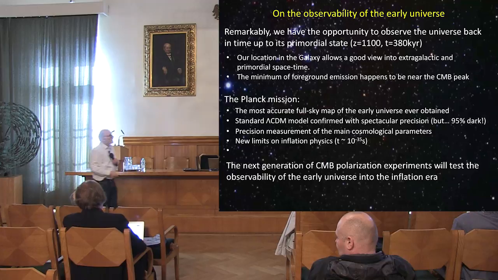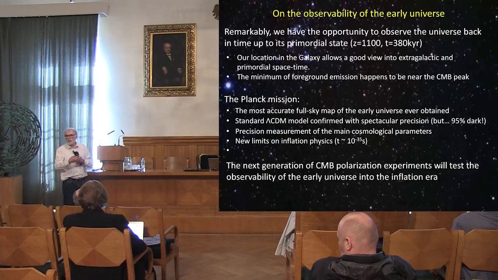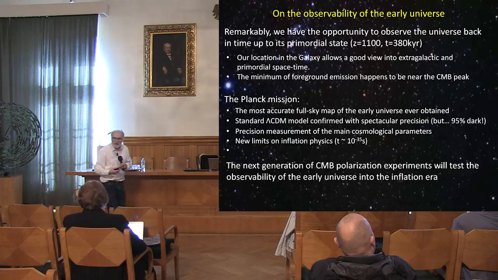With Planck, we have so far the most accurate full sky map of the early universe, and the standard Lambda CDM model is confirmed with spectacular precision. But once again, it's a funny situation. Very high precision, but we don't know most of what we are talking about. 95% is unknown in physical nature. So it's perhaps a similar situation to the standard model of particles, where we know things with very high precision, but we know that there is still something fundamental that we are missing.